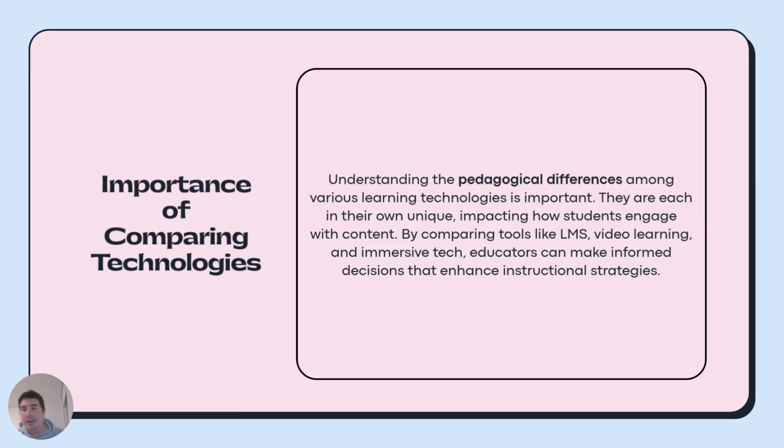So, why is comparing different educational technologies important in our learning environments? Well, first, we can kind of think about the various array of tools available, each which have their own advantages. These technologies, like LMS systems, video learning, and immersive tech, don't just deliver content, they shape how students interact with information, aligning differently with various learning theories. This alignment's pretty important because it influences student engagement and comprehension.